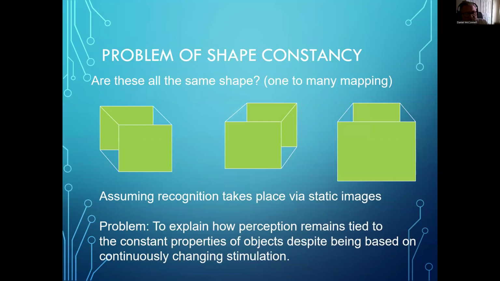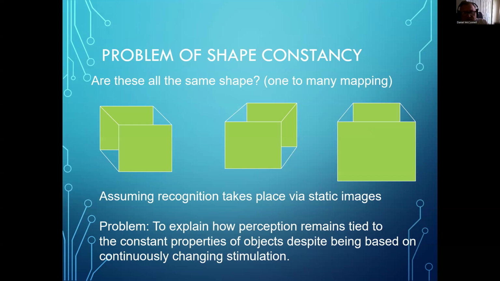Again, this is why it's called the problem of constancy. Are those all the same shape? Could be, right? But they can all project different images to our eyes, so that's a one-to-many mapping. And so our problem is to explain exactly how perception is more closely tied to the distal object, that is the cube itself in this case, despite being based on retinal images, which are not cubic whatsoever, right? It's a bunch of squares and parallelograms and trapezoids. But we're not seeing squares and parallelograms and trapezoids. We're just seeing a cube from 3 different perspectives.